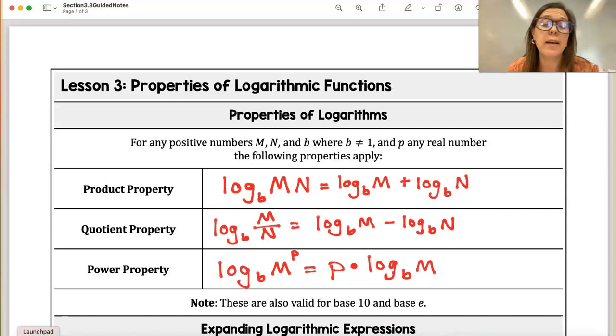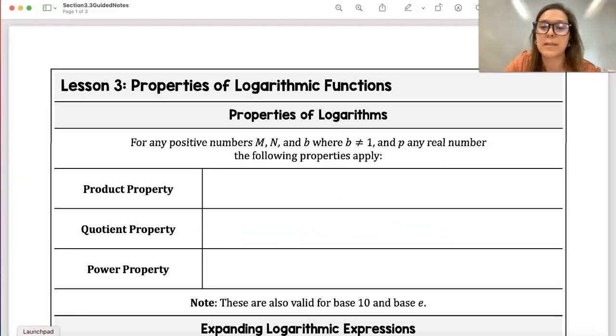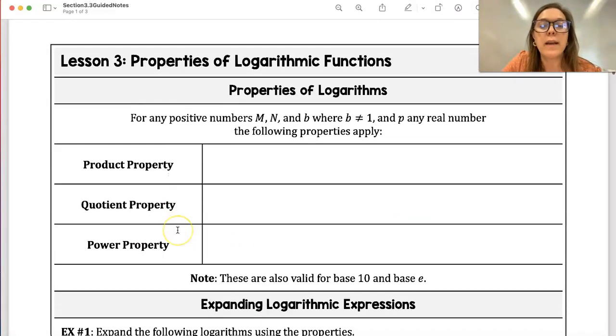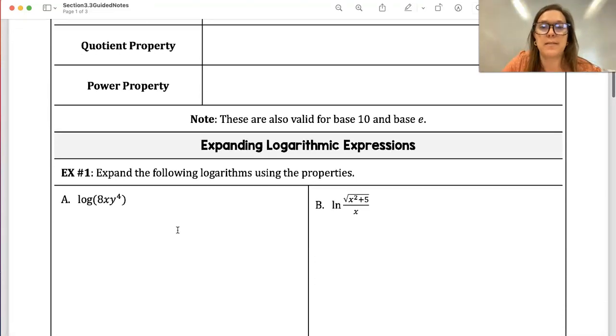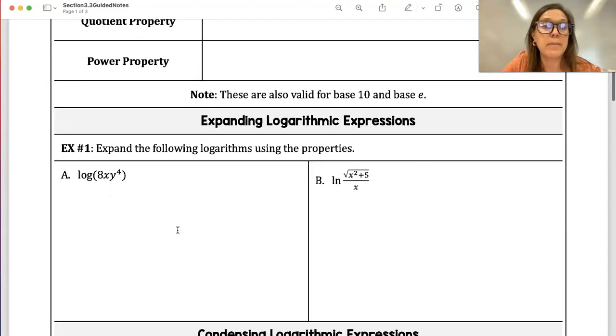Okay, so product property, quotient property, power property. You're going to get those in your head. Technically, I would say get them memorized, but you don't really have to since you have your notes in front of you. But it would make life easier if you did have them memorized because it just would be a lot quicker. You know that you need to get through your assessments as quickly as you can. So these are all valid for base 10 and base e, right? So if my base was a 10 or my base was an e.